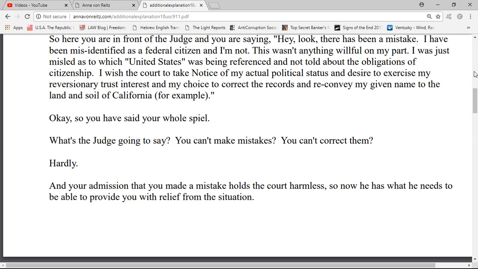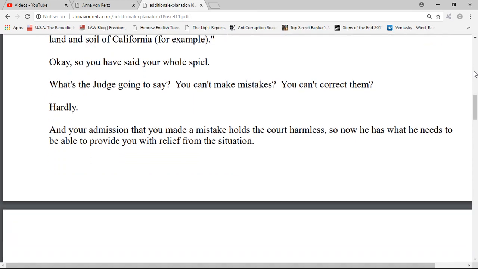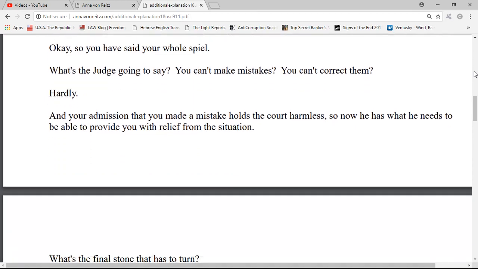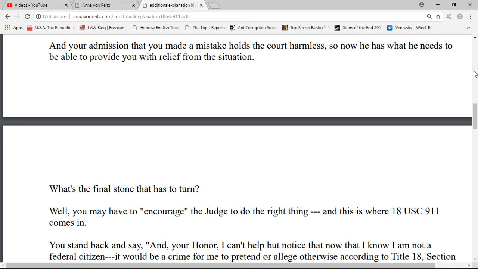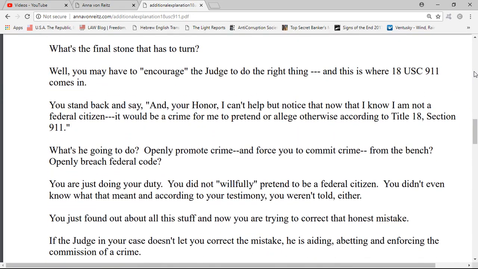Okay, so you have said your whole spiel. What's the judge going to say? You can't make mistakes? You can't correct them? Hardly. And your admission that you made a mistake holds the court harmless. So he now has what he needs to be able to provide you with the relief from the situation. What's the final stone that has to turn?